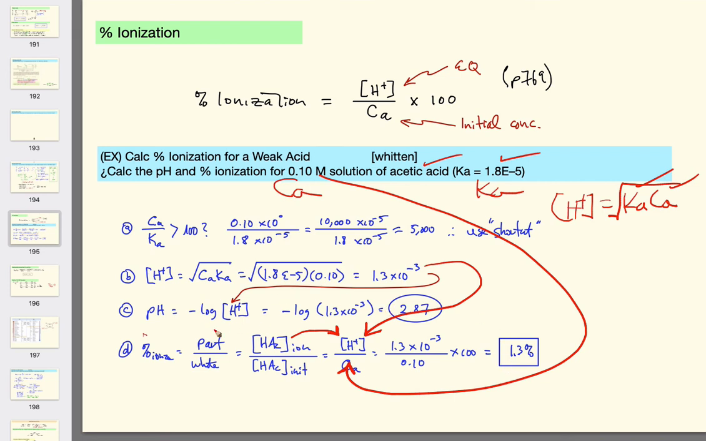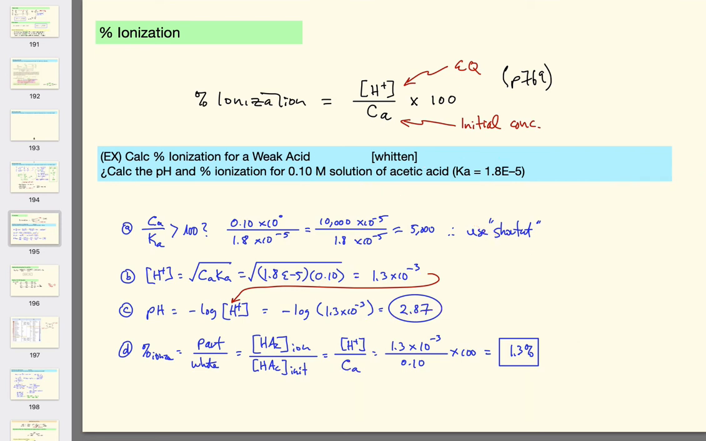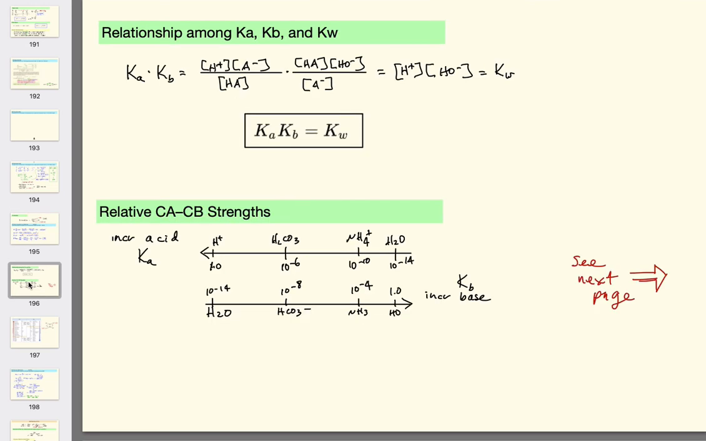Just do them normally, but you do need to remember the formula there: percent ionized is equal to the concentration of your ion, in an acid or base it's going to be a proton or a hydroxide, divided by the initial concentration, which is going to be Ca or Cb, times 100. Boom, and it's 1.3. Fairly straightforward. Don't make it harder than it already is.